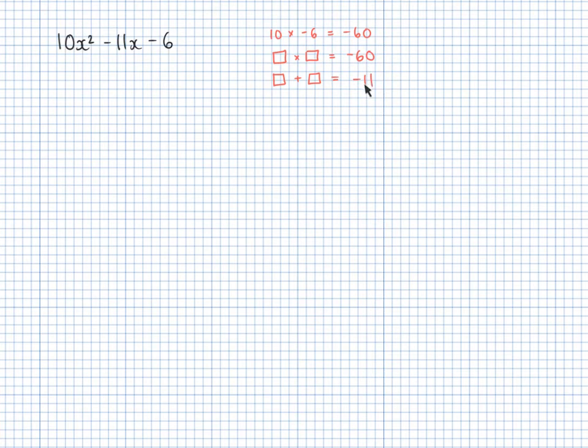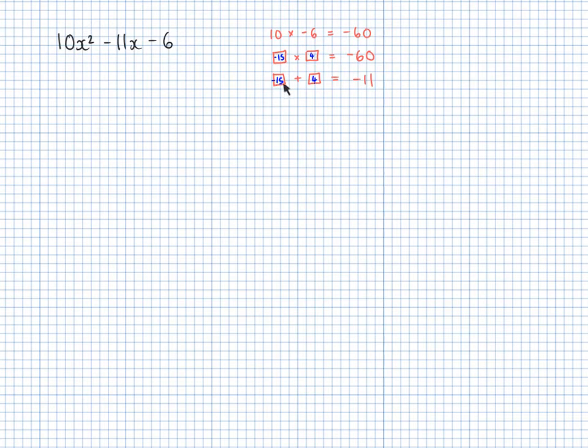Now 60 has lots of factors, but I know 15 times 4 is one of them. Okay, and I can see that 15 and 4 can make 11. Which way round do they have to be? I have to have negative 15 and positive 4. That would add to give me negative 11, and I can say negative 15 times positive 4 here will give me negative 60. So I will have negative 15 and positive 4, negative 15 and positive 4.